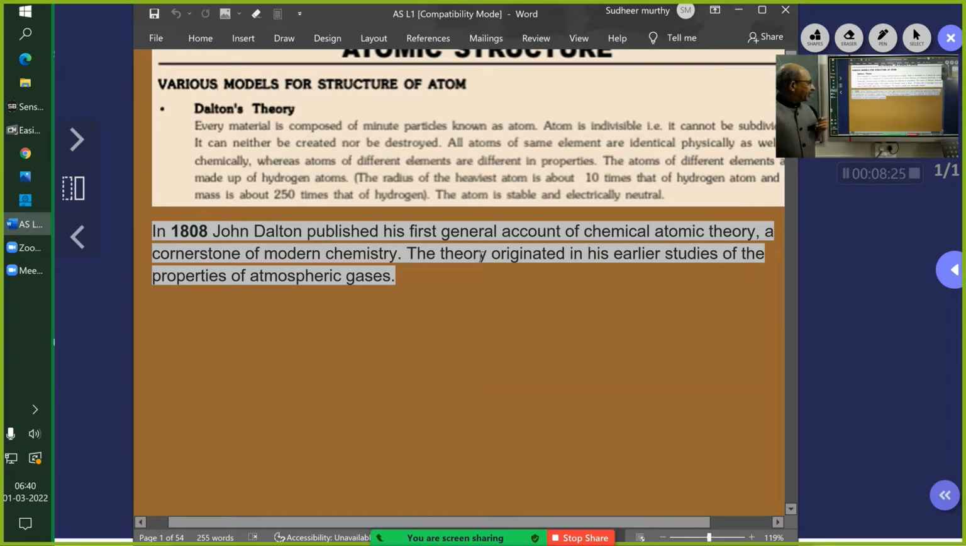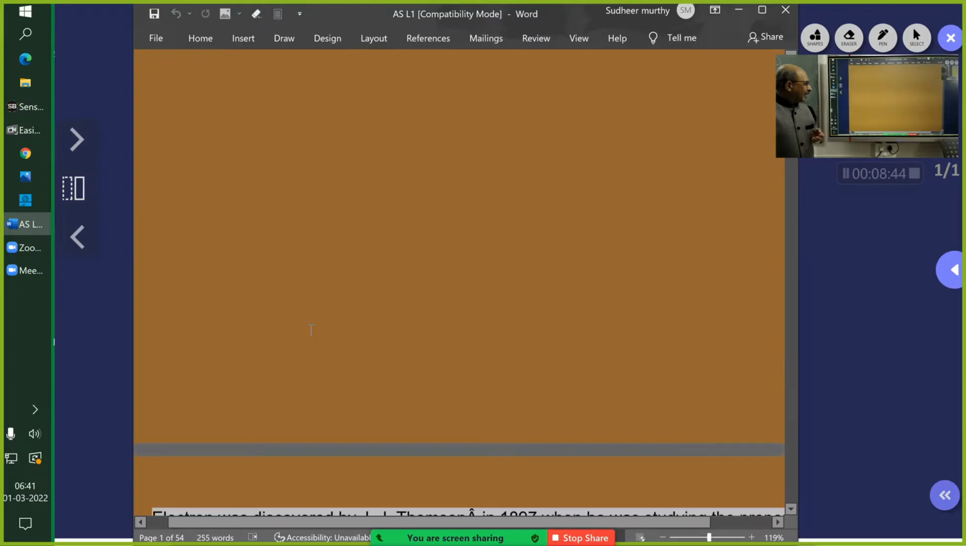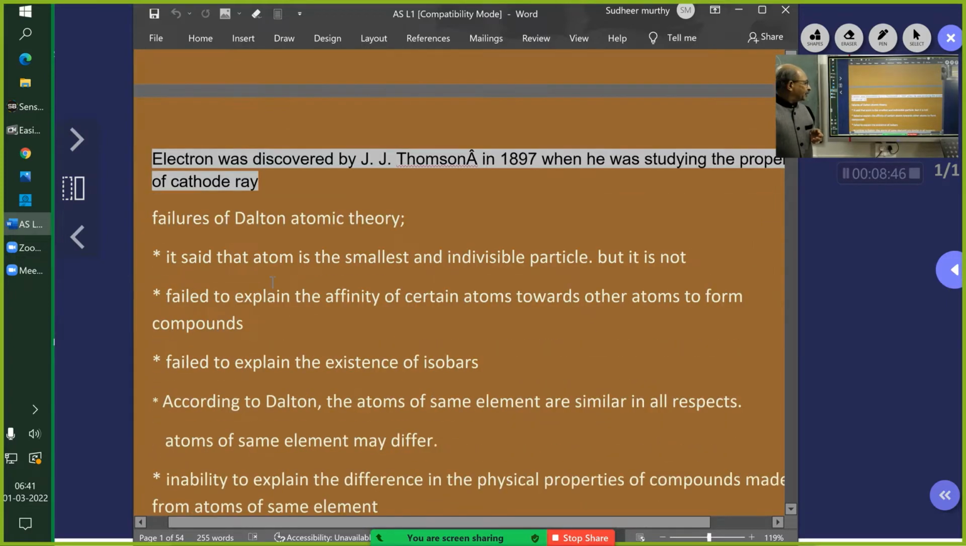In 1808, John Dalton published the first general account of atomic theory, the cornerstone of modern chemistry. The theory originated in his earlier studies of the properties of atmospheric gases. So mark this year, 1808, some 200 years ago; it is very important for all of us science students. Then the electron was discovered by J.J. Thomson in 1897. You must understand that for over 90 years, Dalton's theory prevailed. That is, one generation studied science in the belief that the atom is indivisible.